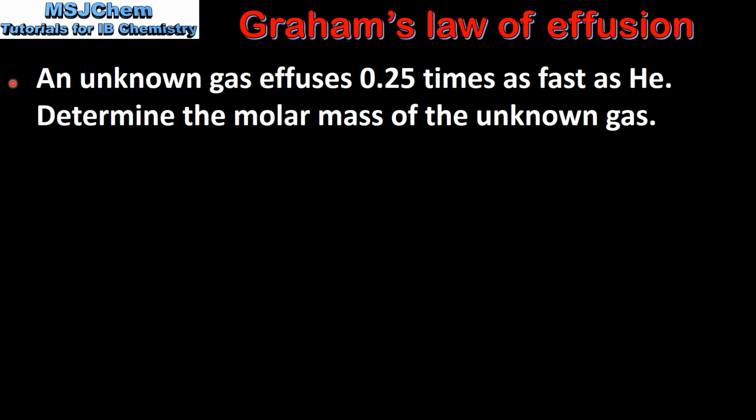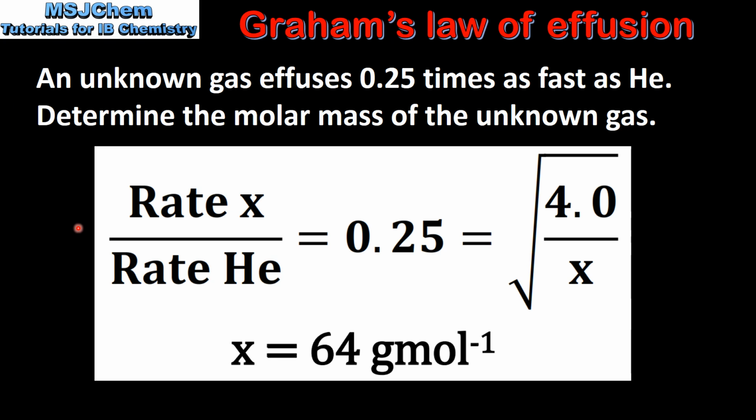In our next example, we'll determine the molar mass of an unknown gas. An unknown gas effuses 0.25 times as fast as helium. Determine the molar mass of the unknown gas. So the rate of effusion of the unknown gas X to the rate of effusion of helium equals 0.25, which is equal to the square root of the molar mass of helium divided by the molar mass of X. By rearranging and solving the equation, we get a molar mass for X of 64 grams per mole.